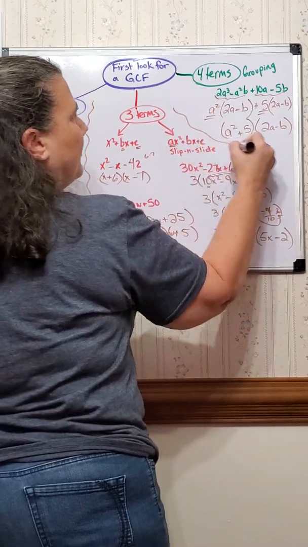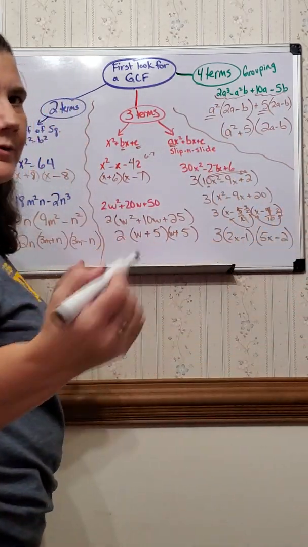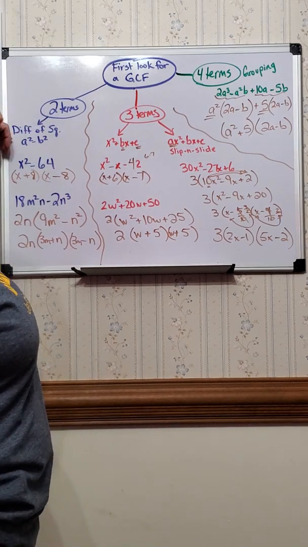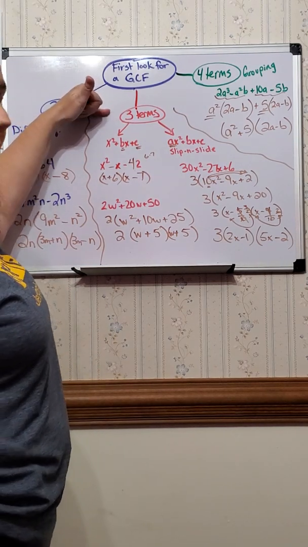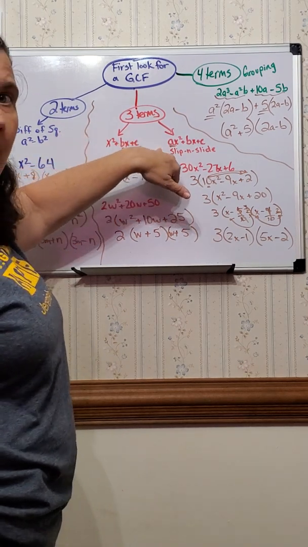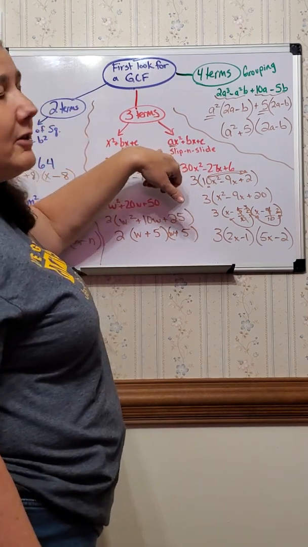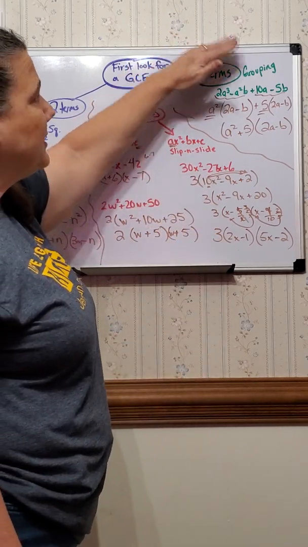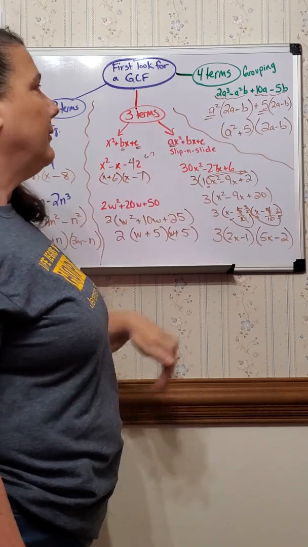So we always look at the number of terms that we have. If we have 2 terms, we look and see if it's a difference of squares. If we have 3 terms, we look and see, can we factor it this way? Or does it have a coefficient that I can't factor out and then I have to use slip and slide? If it's got 4 terms, I'm going to look to see if I can group it to solve it.